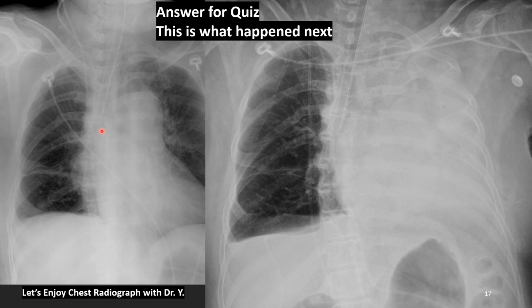What will happen next after this status? Okay. Total left lung collapse, obscuration of the left hemidiaphragm, and elevation and left-sided deviation of the heart and mediastinum, total haziness on the left side. And the tracheal tube tip is still in the right main bronchus or bronchus intermedius. Yes, total lung collapse on the left side. Congratulations.